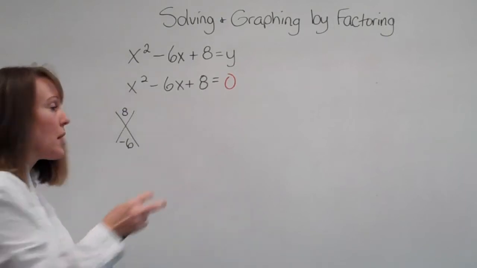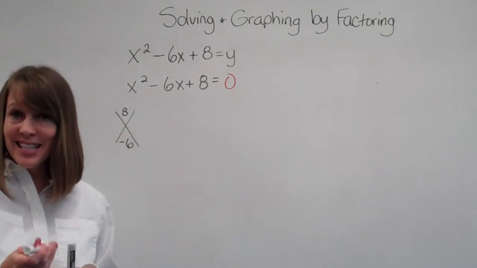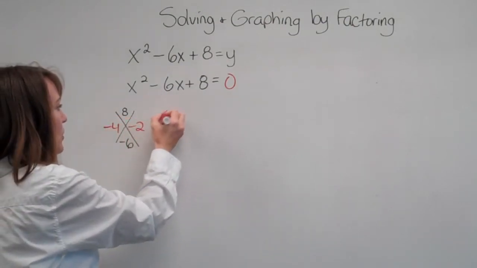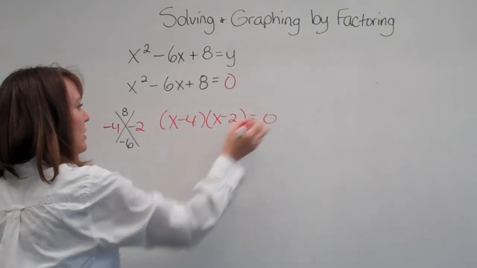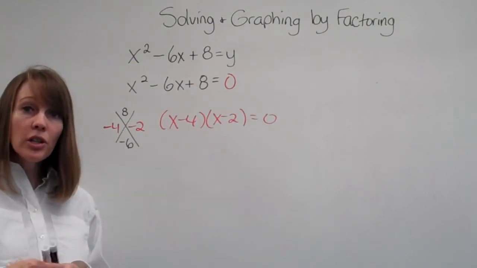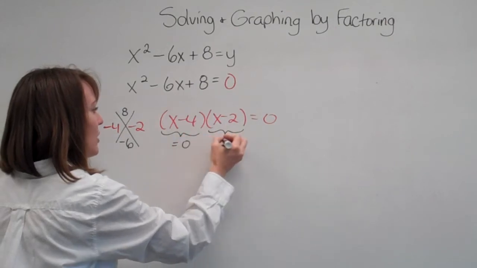We're looking for two numbers that we multiply together to get positive 8 and add together to get negative 6. And that would be negative 4 and negative 2. So our factors are x minus 4 times x minus 2 is equal to 0. These are just our factors now. Now what we're looking for is the values that make either this or this equal to 0.